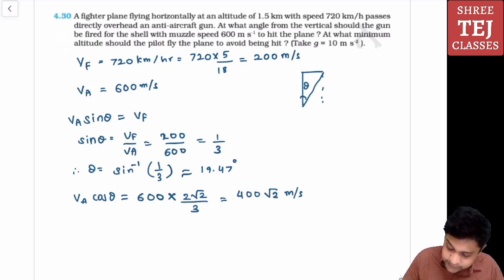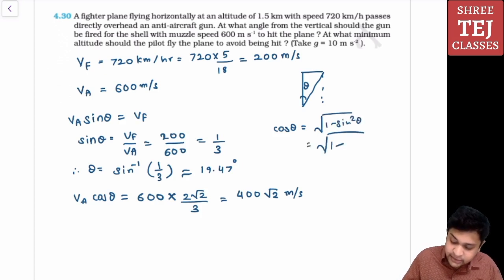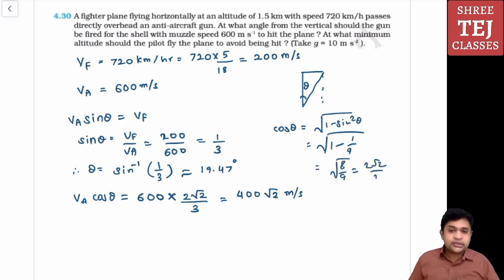Because cos theta would be the square root of 1 minus sine square theta. So that would be 1 minus sine square, which is 1 by 9. So that would be the square root of 8 by 9, which is 2√2 by 3. So the vertical component of the muzzle velocity is 400√2 meters per second.